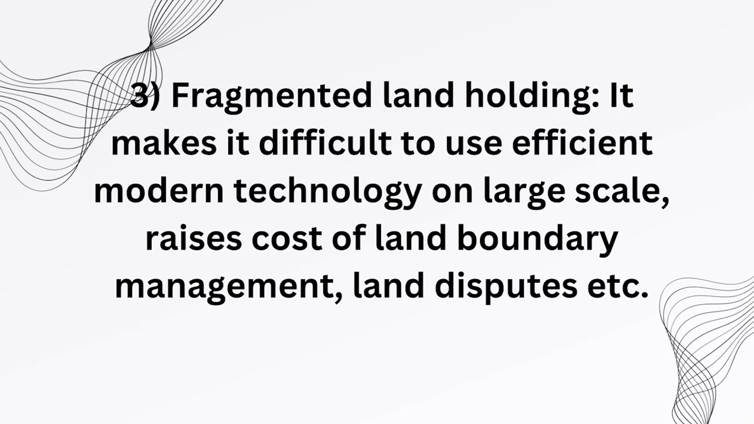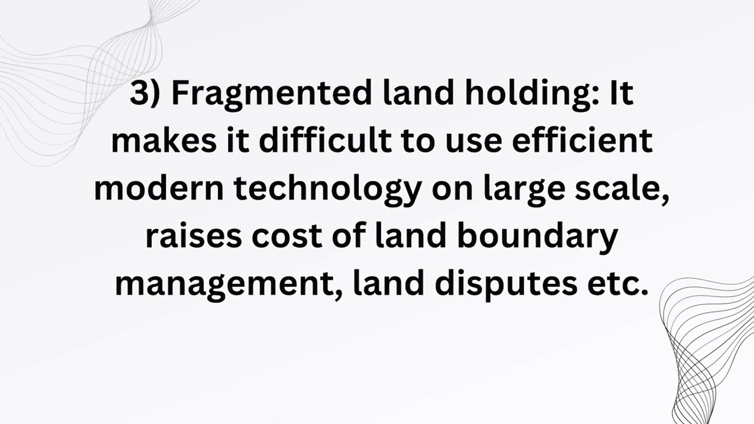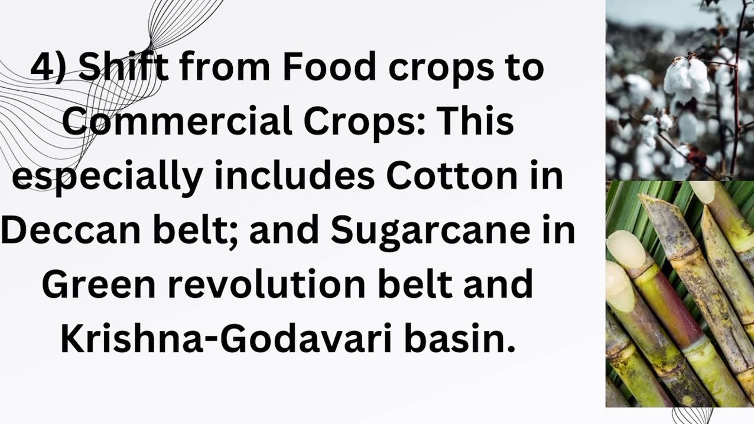Next is fragmented land holding. It makes it difficult to use efficient modern technology on a large scale, raises cost of land boundary management, land disputes, etc. Next is shift from food crops to commercial crops, which are useful in increasing our farm prices. This especially includes cotton in Deccan Belt and sugarcane in Green Revolution Belt and Krishna Godavari Basin.